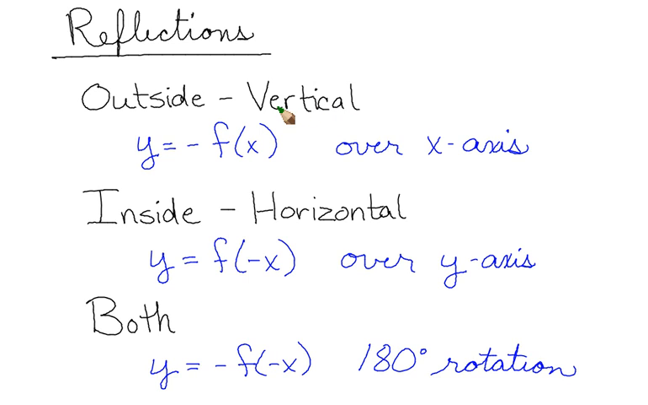If it's reflecting it vertically, that means it's going to take the top and put it at the bottom. Take the bottom and put it at the top. That means it's flipping it over the horizontal axis. So you can think of it as spinning over the horizontal axis, putting the top at the bottom and the bottom at the top. And the same thing for horizontal and inside reflection. It's going to flip it over the y-axis because it's taking the left and putting it at the right, and taking the right and putting it at the left. Okay, and if we do both, if we have a negative both on the outside and the inside, that's going to be the same as doing a 180-degree rotation.